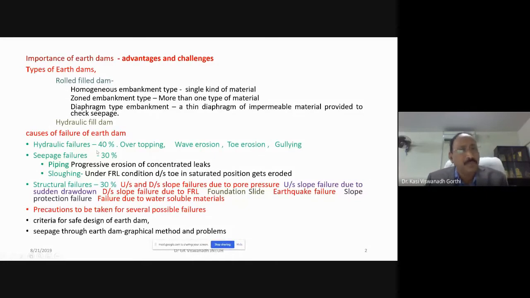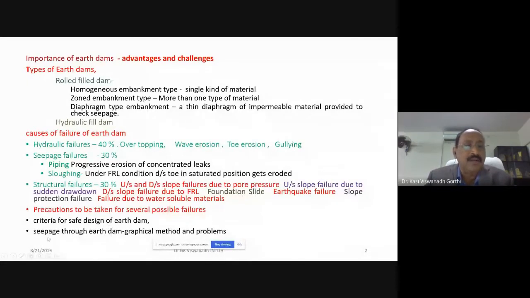Different types of failures may be there for the earth dam, like hydraulic failures to the tune of about 40%, seepage failure to the tune of about 30%, followed by structural failures to the tune of about another 30%. And what precautions are to be taken for several possible failures of earth dams. Then we also discussed the criteria for the safe design of the earth dam, how the slopes are to be fixed, what would be the base width, everything.